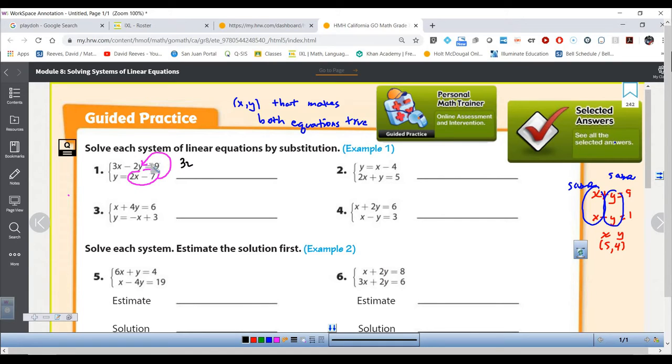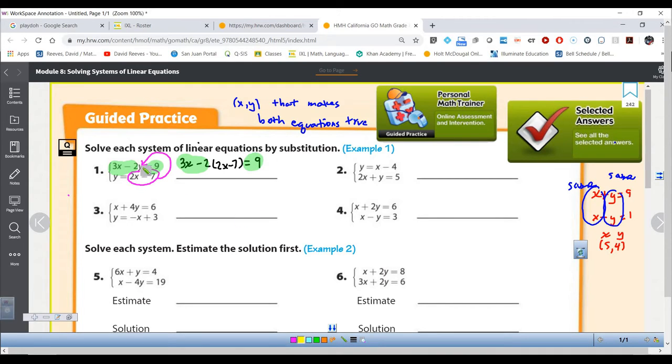So I have 3x, right? There's my 3x. I have minus, let me make that a little more clear here. We have minus, and then I have 2. But instead of y, what am I going to put? I'm going to put what y is equal to. Y is equal to 2x minus 7 equals 9. So do you see that right here? I'm going to color it in for you. 3x minus 2(2x minus 7) equals 9.